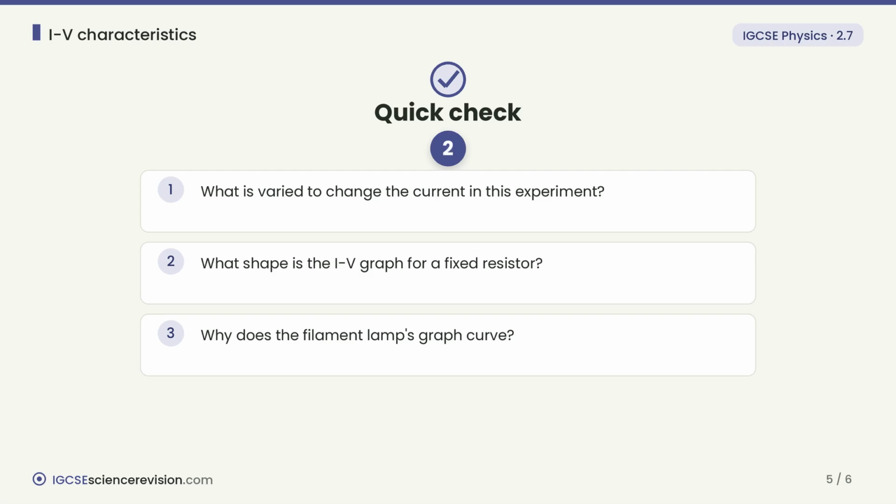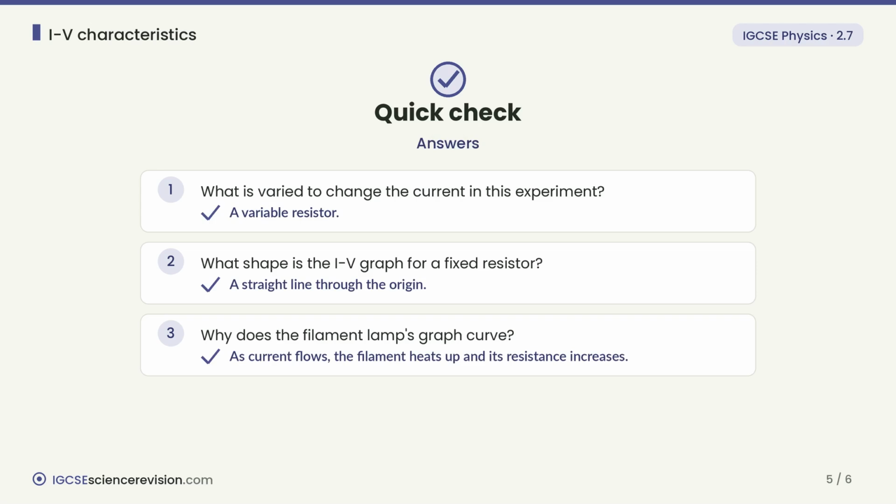3, 2, 1. Here are the answers. 1. A variable resistor. 2. A straight line through the origin. 3. As current flows, the filament heats up and its resistance increases.